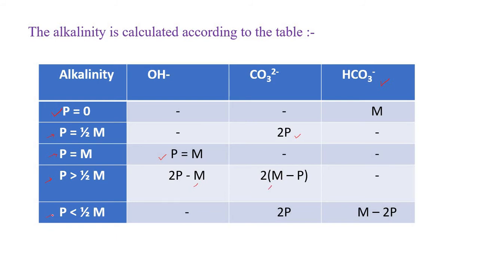If P is smaller as compared to half of M, then the alkalinity is due to carbonates and bicarbonates. After finding the suitable combination of alkalinity, you are able to write the result of the given titration.